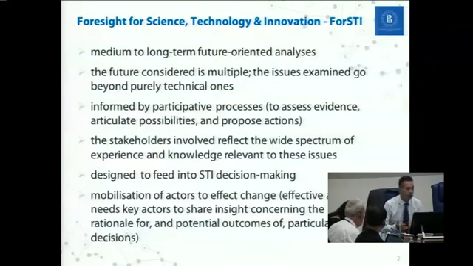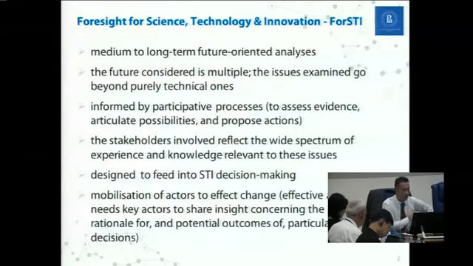And foresight is not only thinking about the future. ForSTI is designed to feed into our STI decision-making at present, because we think that we need to start from today in order to achieve impactful changes in the future. Therefore, it aims to mobilize actors to effect change. And effective action is about getting these key actors together and trying to build synergy and concerted actions between them.